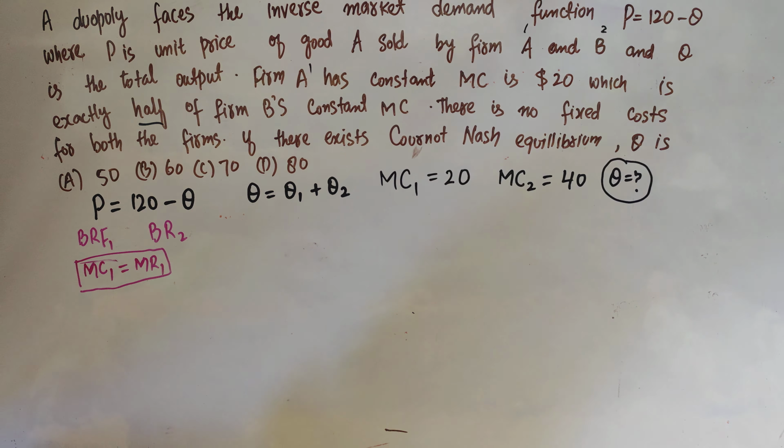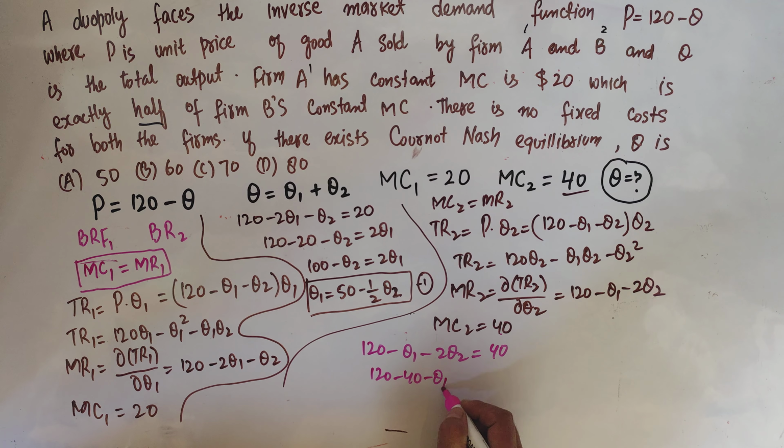Solving again, 120 minus 40 minus Q1 will be equal to 2 Q2. So here it is 80 minus Q1 is equal to 2 Q2. Divide both sides by 2, we get 40 minus 1 upon 2 Q1 comes out to be Q2, or Q2 is equal to 40 minus 1 upon 2 Q1. Now let us say this is equation 2.